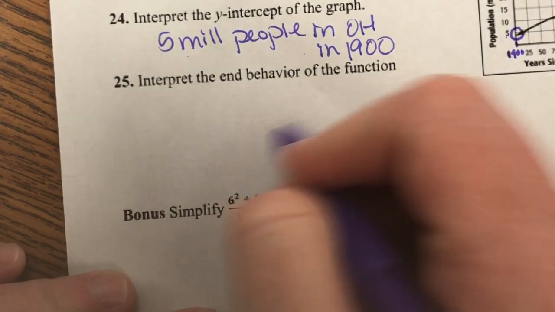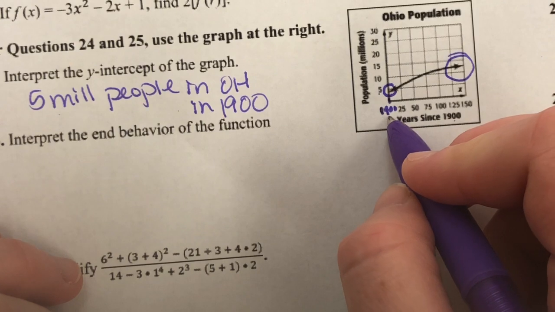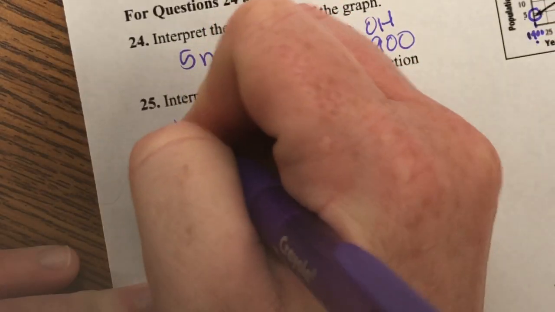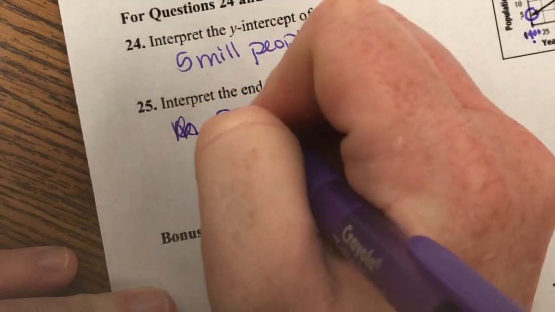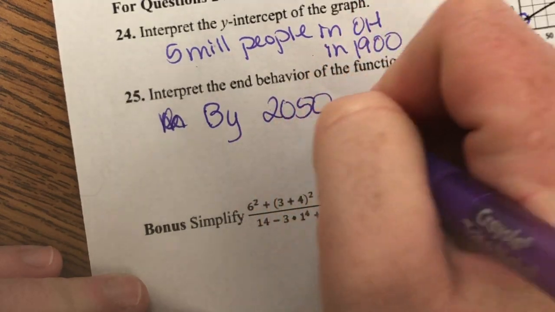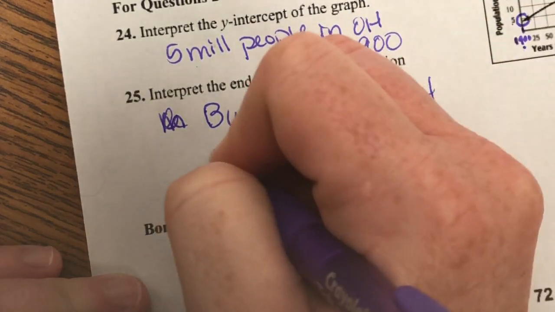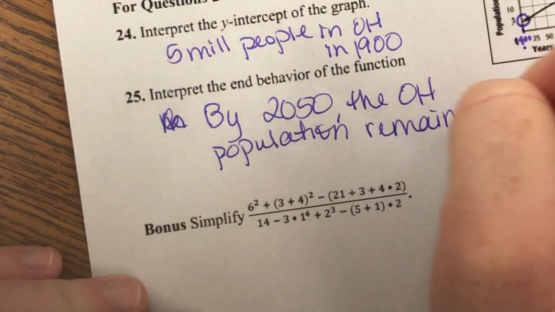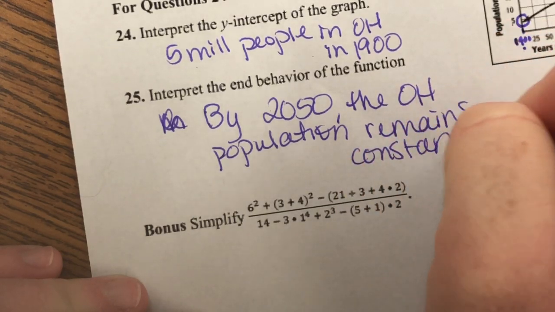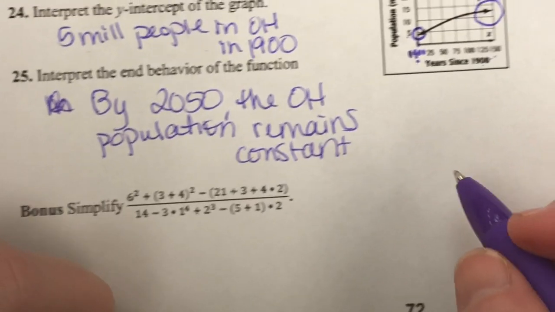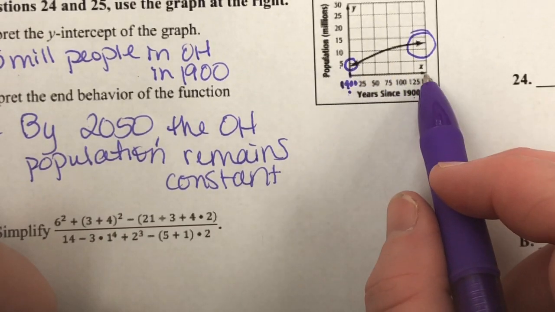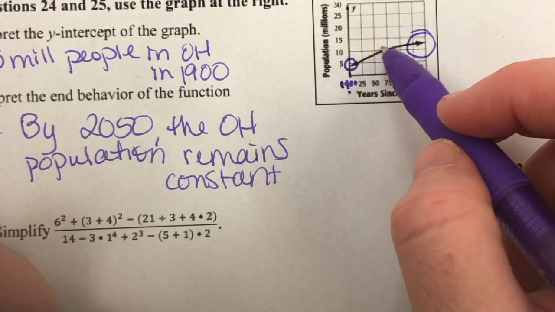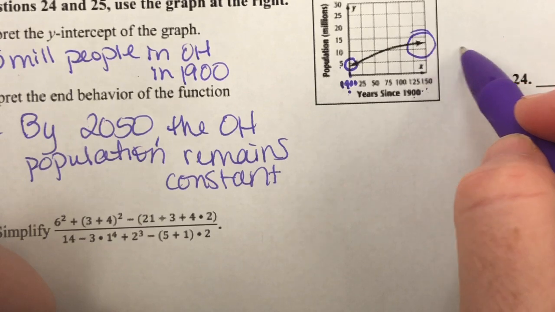So we could say 150 years since 1900 would be the year 2050. Or we could say by 2050, the Ohio population remains constant. Or you could say slightly increases each year or something like that. But as the years go by, this line doesn't go down, the population doesn't decrease, but it kind of looks like it's not increasing that much anymore. It kind of levels off.